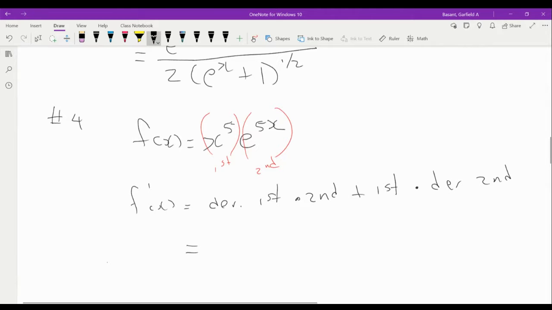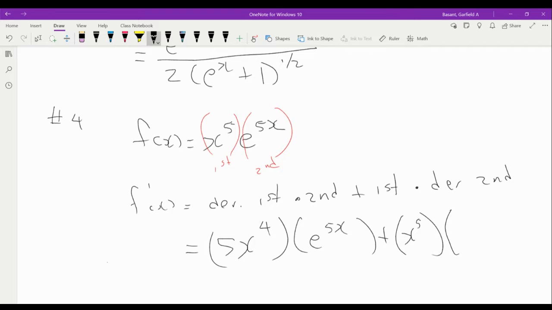So what's the derivative of the first part? The first part is x to the 5th. 5x to the 4th, right? So that's the first part. And we're going to multiply by the second part, which is e to the 5x. And we're going to keep the first part, which is x to the 5th, times the derivative of the second part.